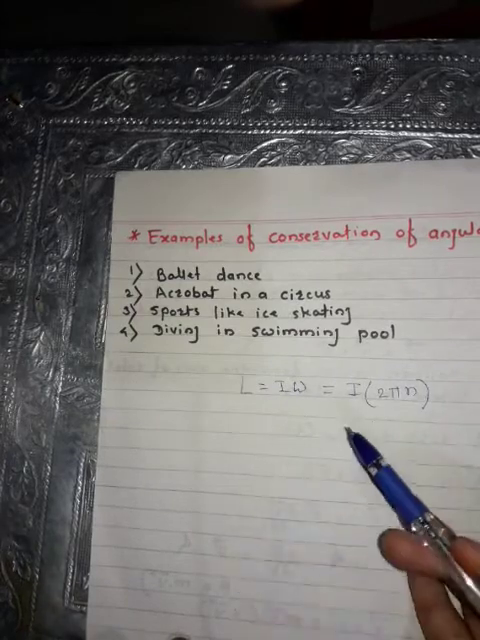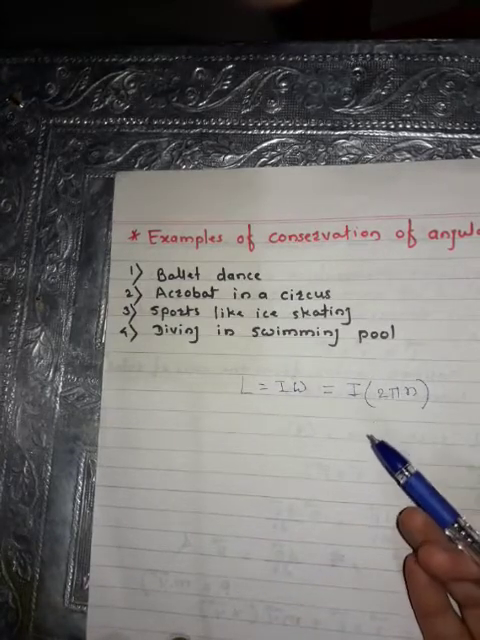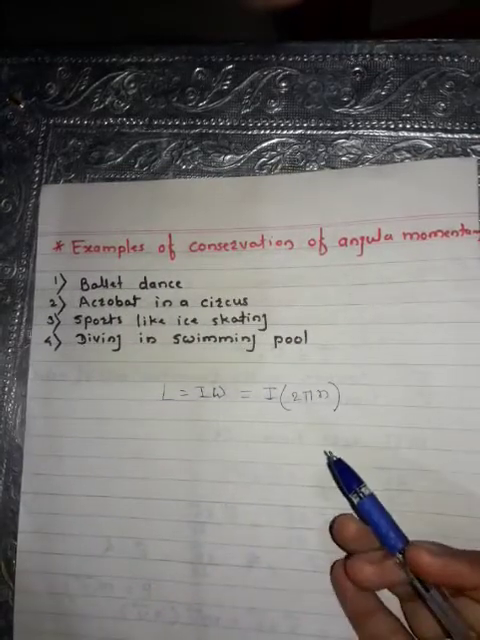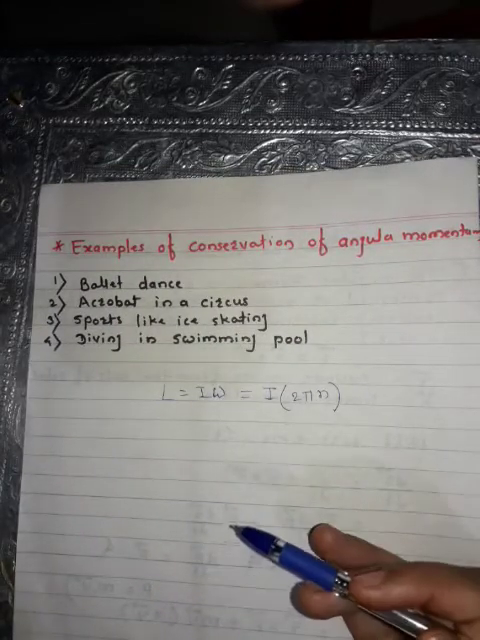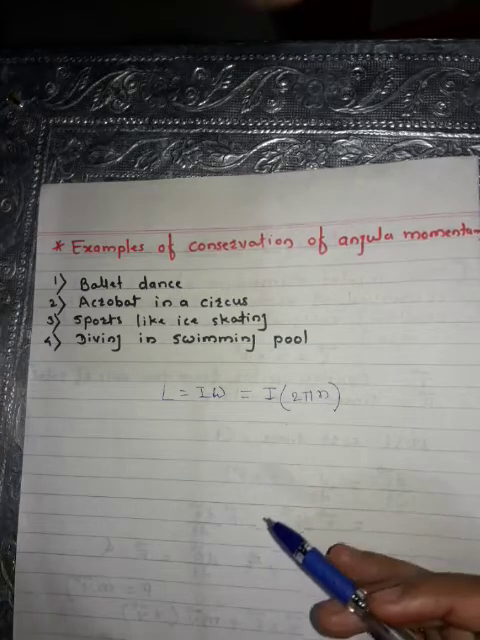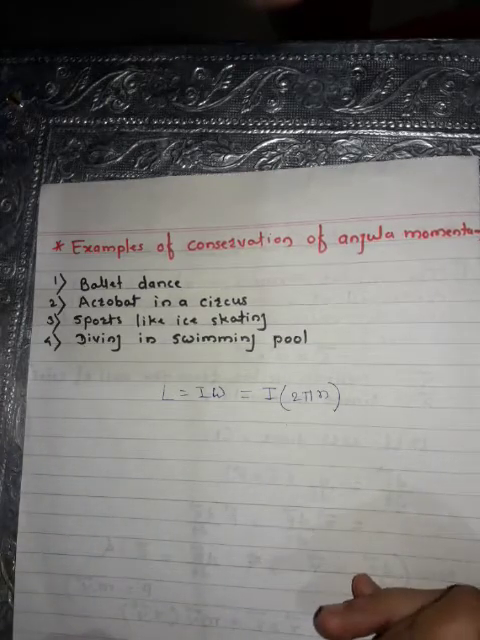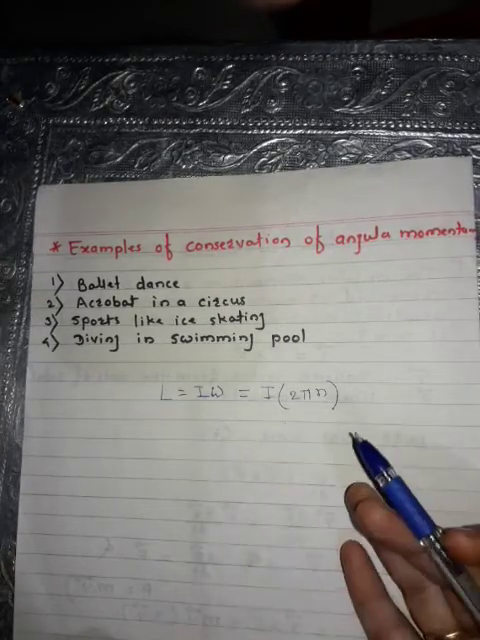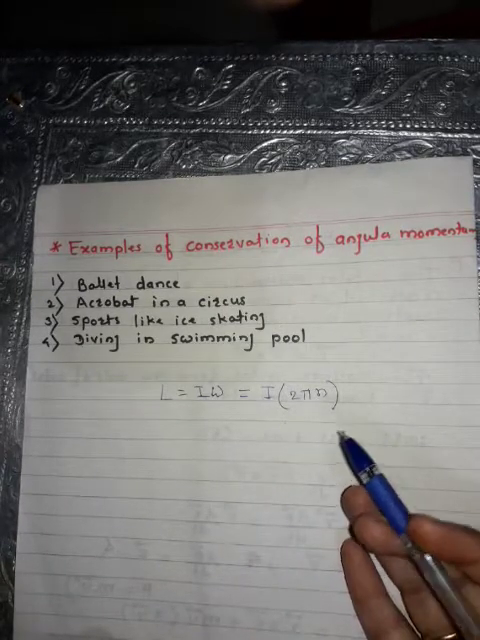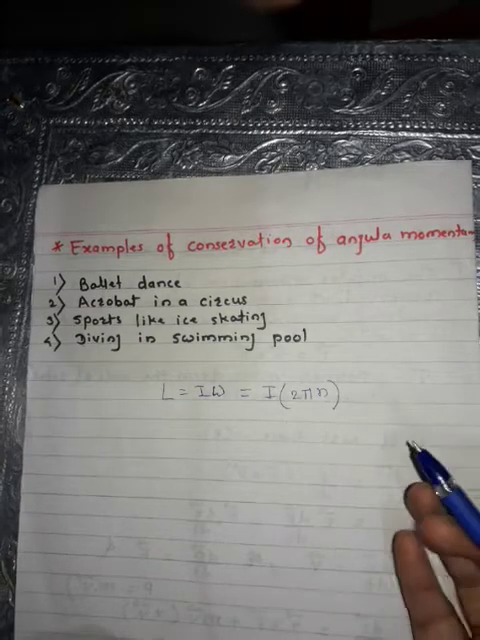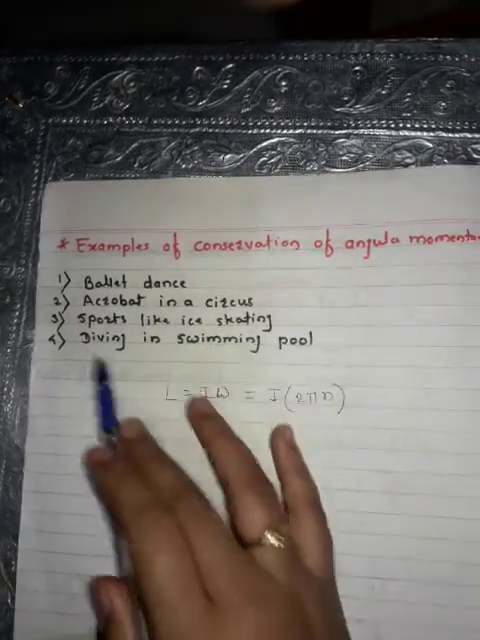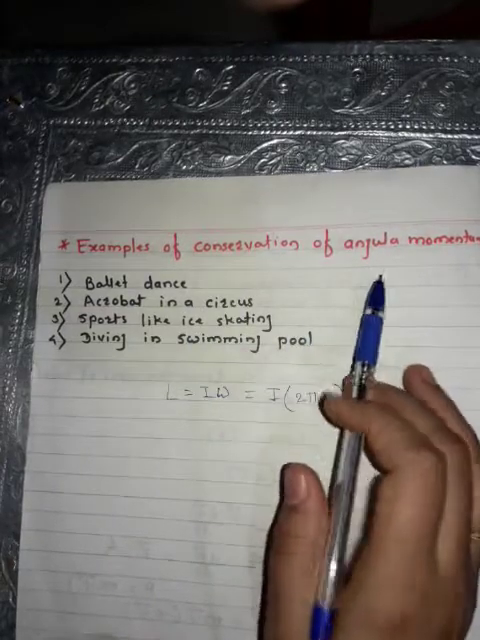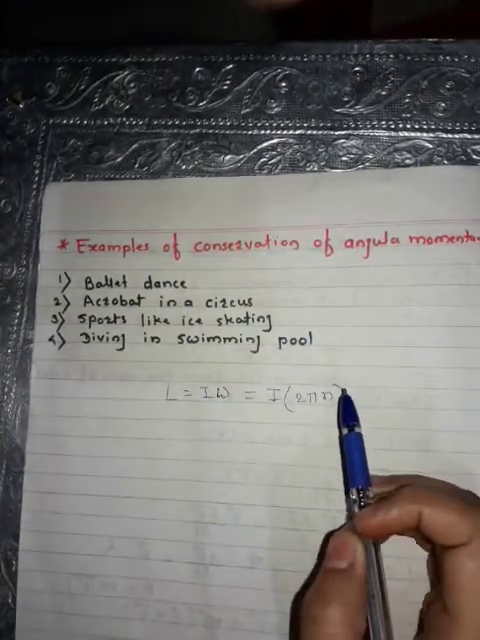Thus if the moment of inertia is increased, the angular speed will decrease, and hence the frequency of revolution also decreases. Also if the moment of inertia decreases, at that time the frequency will increase. These are the applications of conservation of angular momentum. Thank you.